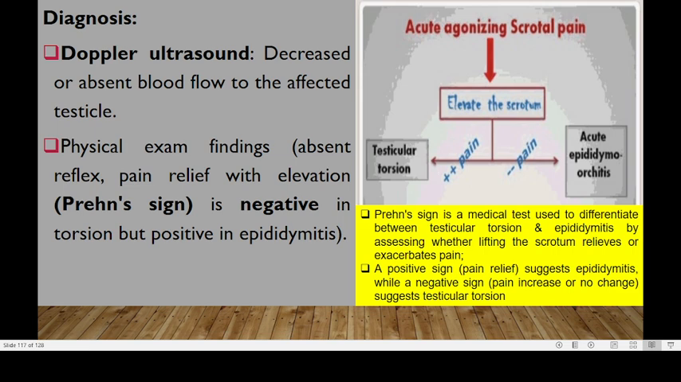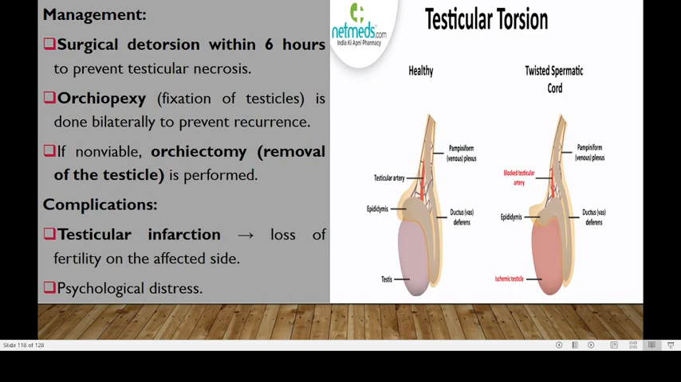So a positive sign of testicular torsion suggests what? Epididymitis. Thank you so much.